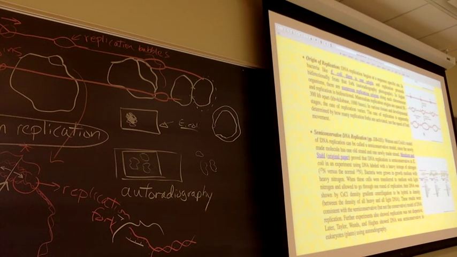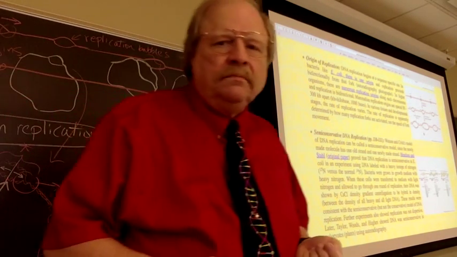So one thing that experiment did was it showed that the size of the replicon is not constant. Sometimes you have little short replicons when you're in a hurry. Sometimes you have big replicons when you're not in a hurry. It also means that E. coli's chromosome is one replicon. The whole chromosome is a single replicon.